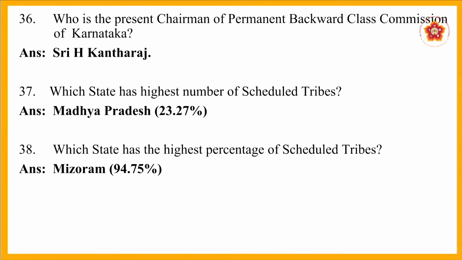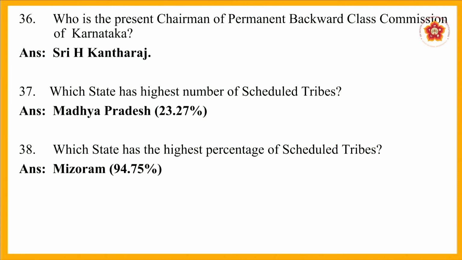Now, who is the present chairman of Permanent Backward Class Commission of Karnataka? So, the answer is Shri H. Kantaraj. Next question: which state has the highest number of scheduled tribes? The answer is Madhya Pradesh with 23.27%.